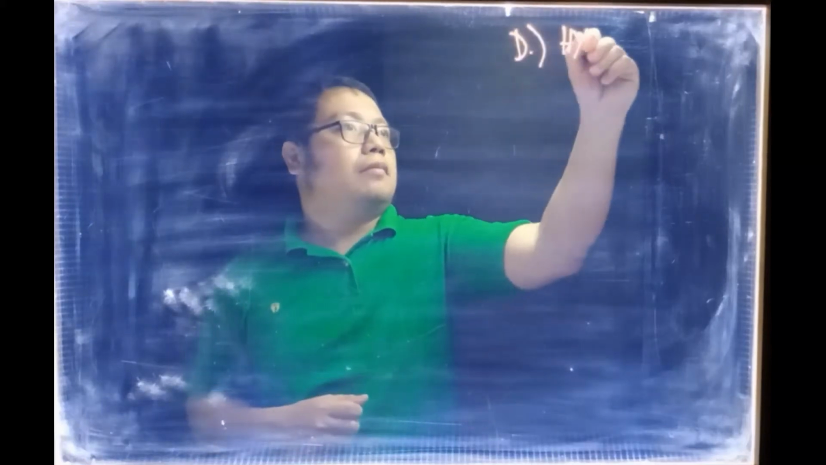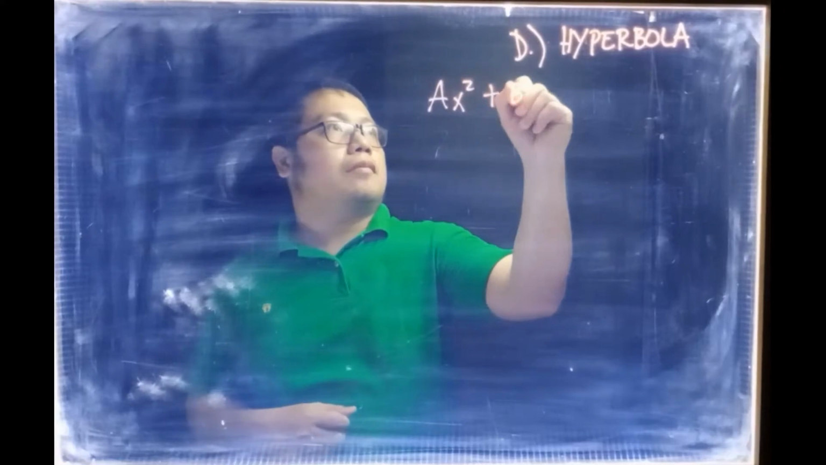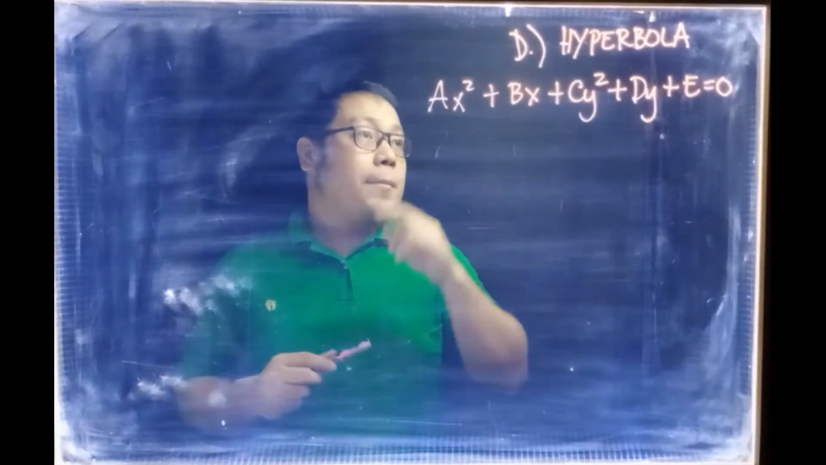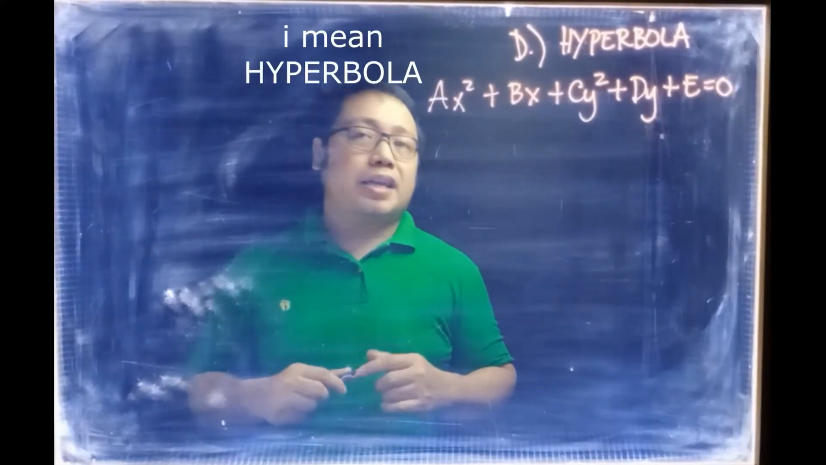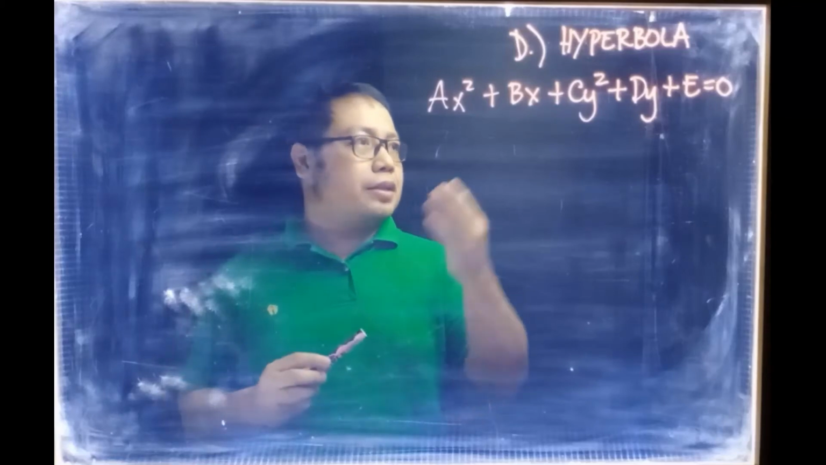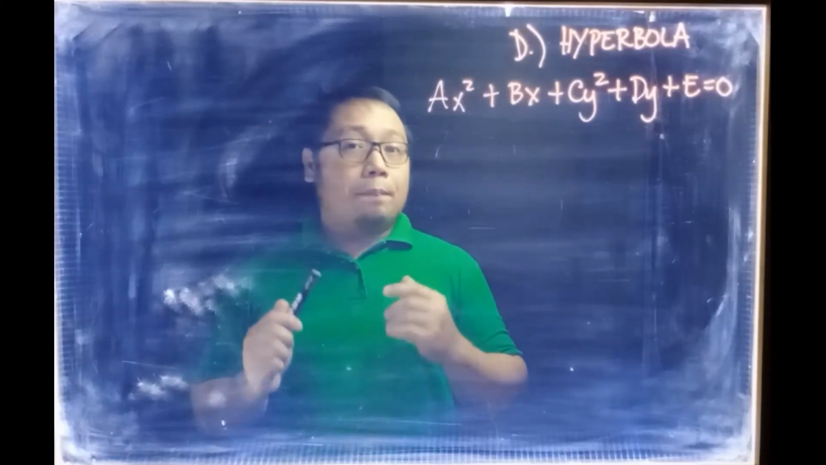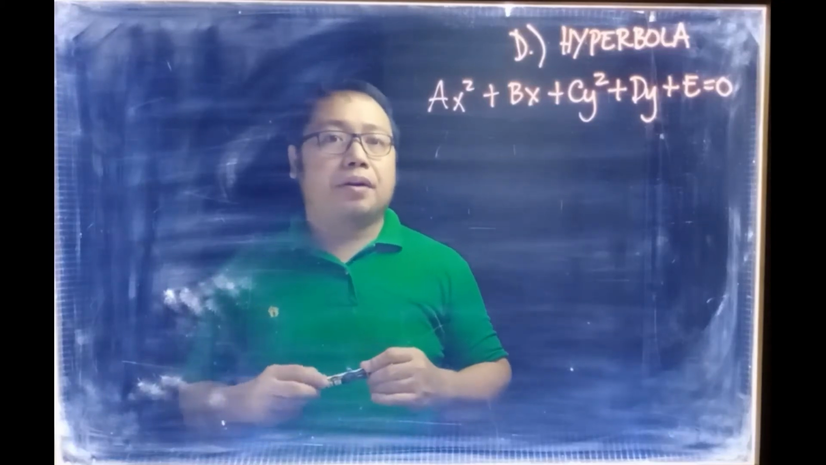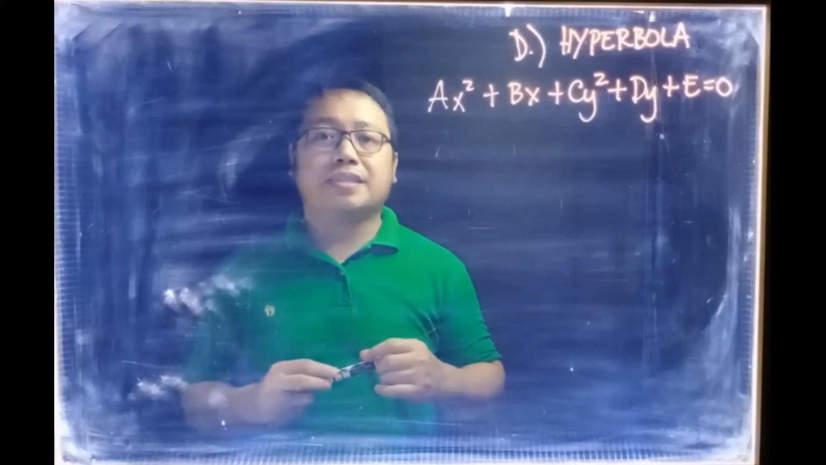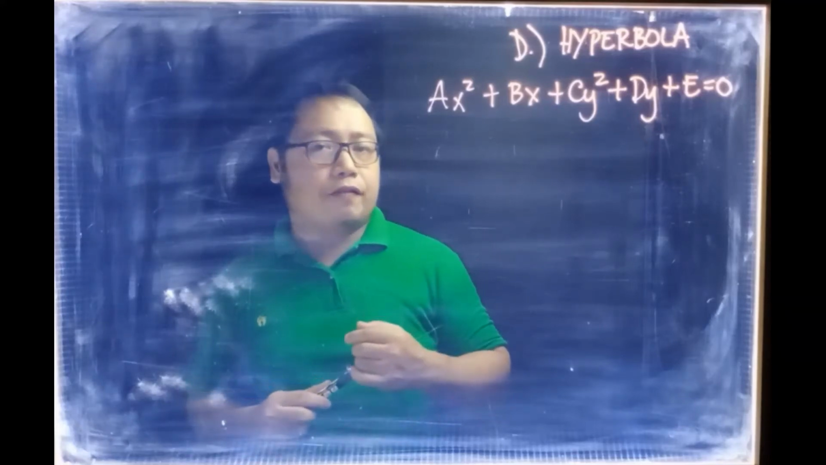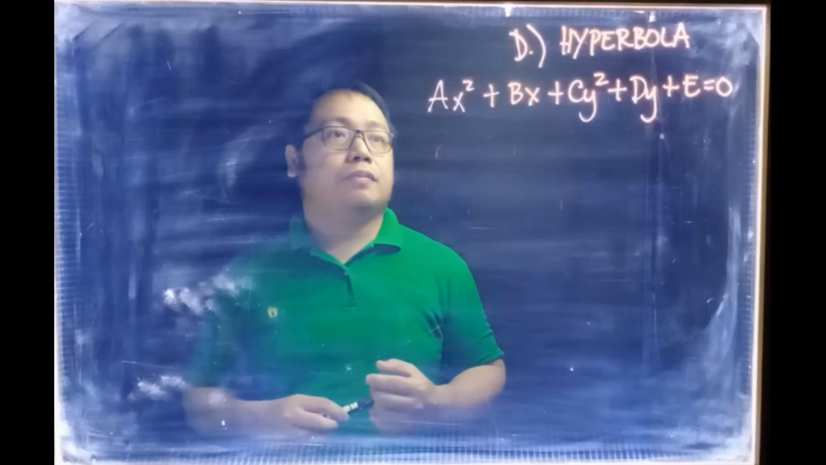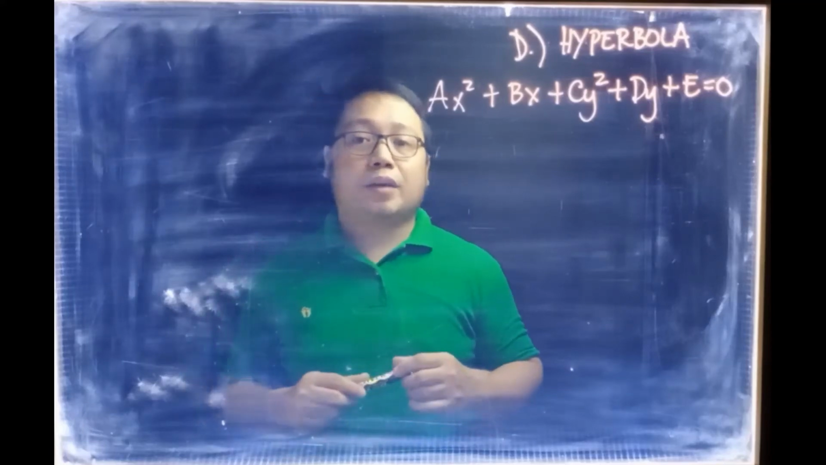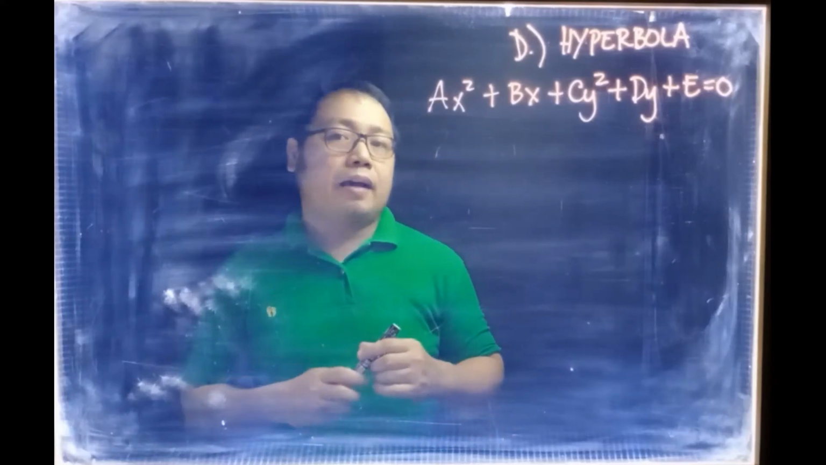The fourth and last type of conic section is the hyperbola. The equation of the hyperbola in general form: when both x squared and y squared appear and their coefficients have different signs, one is positive and the other one is negative, then we are working with a hyperbola. Let's have our first example.